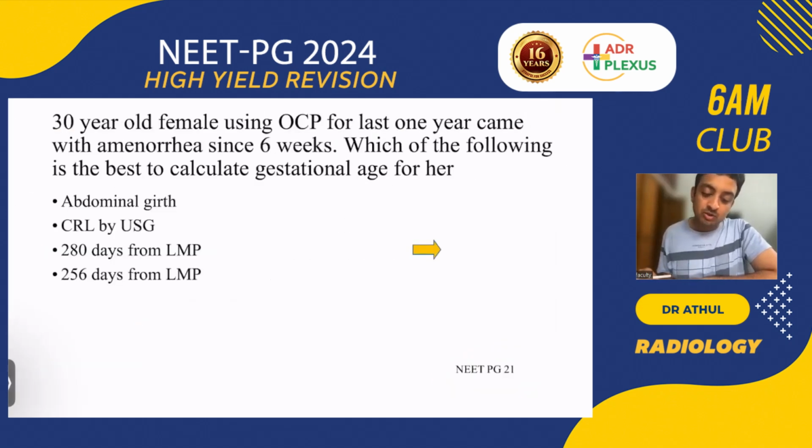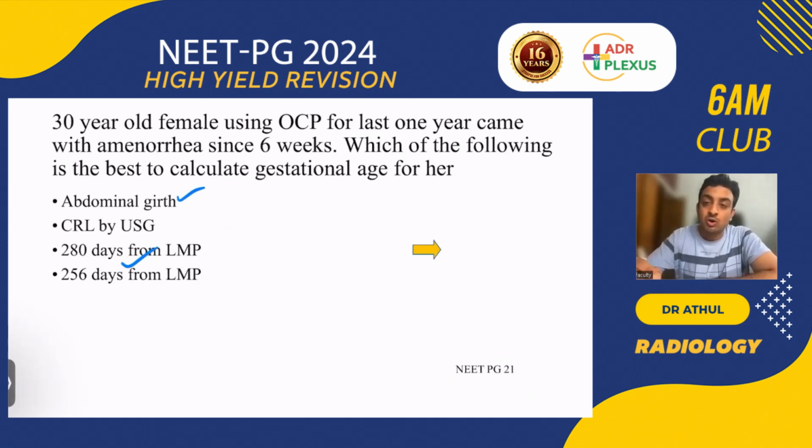30-year-old female using OCP for last 1 year came with amenorrhea since 6 weeks. Which of the following is the best to calculate gestational age? Is it abdominal girth? Will you check abdominal girth, or will you do CRL by ultrasound, or will you do calculation from 280 days or 250 days? Yeah, it is always CRL from ultrasound.